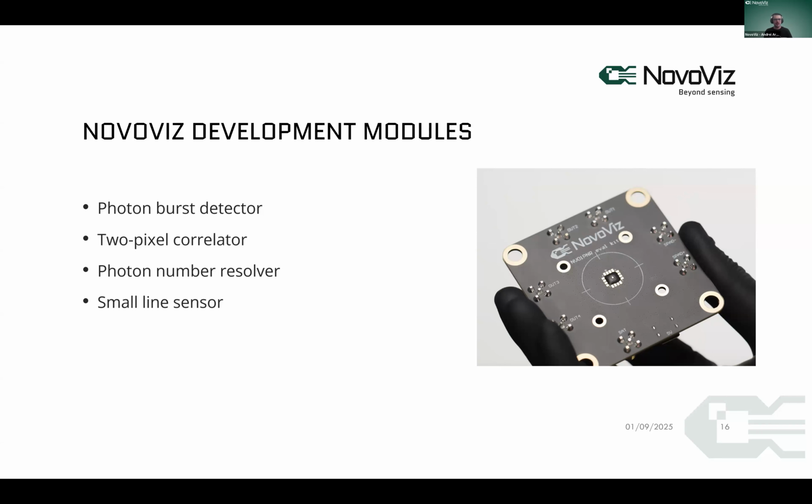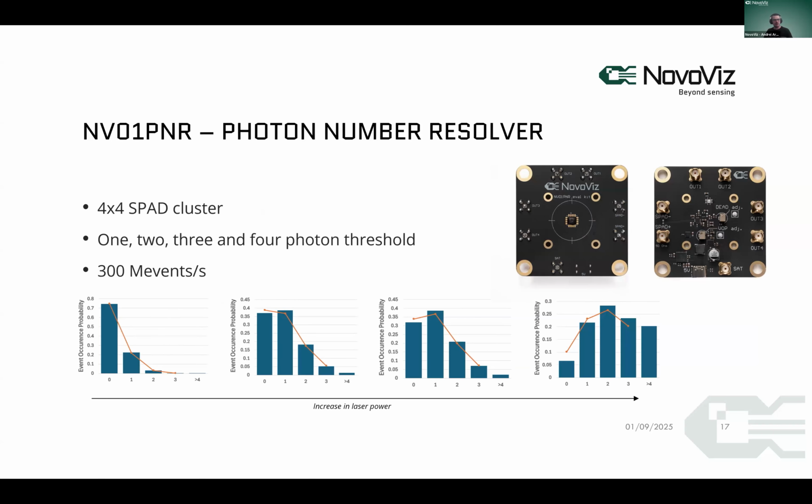An example of such a device is a photon number resolver, where we have a cluster of SPADs that act as a single pixel, and then the digital circuitry on the chip detects coincidences and outputs a pulse on a dedicated output if we have 1, 2, 3, 4, or more simultaneous photons that fall within a nanosecond window. And each of these pads can operate at 300 million events per second. That cycle is happening at 3 nanosecond periods.